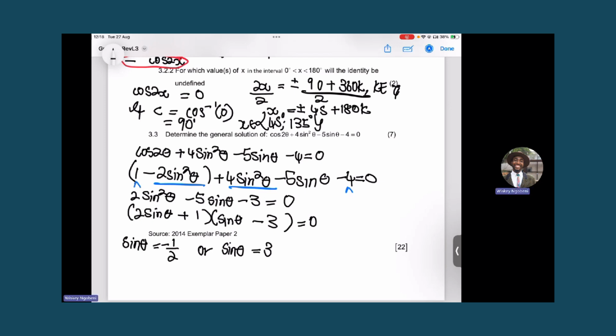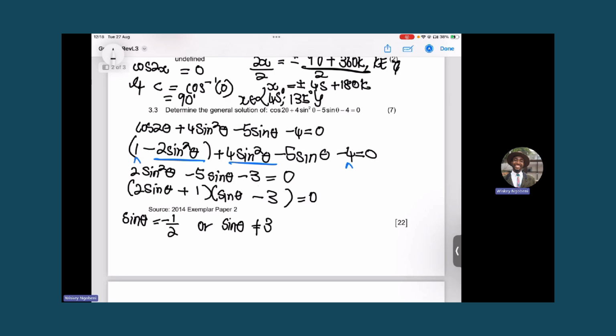However, sine theta will never be equal to 3 because the graph of sine theta has the range of -1 to 1. So this will never be, right? That means we need to find the general solution of sine theta is equal to -1/2. So you find your reference angle, and the reference angle is -30.